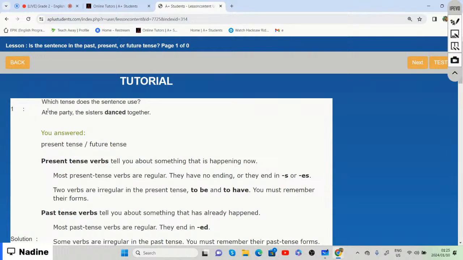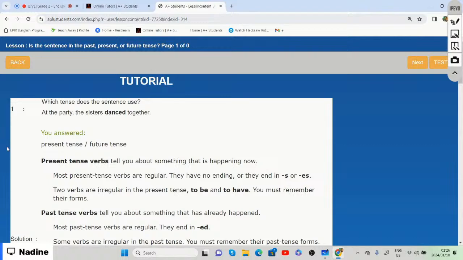So if we look at the sentence, "At the party, my sister danced together." So at the party, the sisters danced together. We now need to say if that sentence is in the present tense, past tense, or future tense. And specifically look at the word that is in bold. The verb that is in bold, is that in the present tense, the past tense, or the future tense?